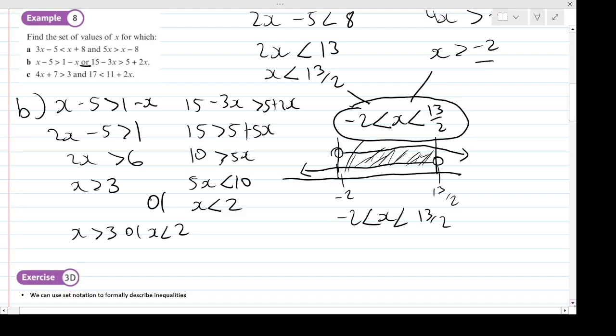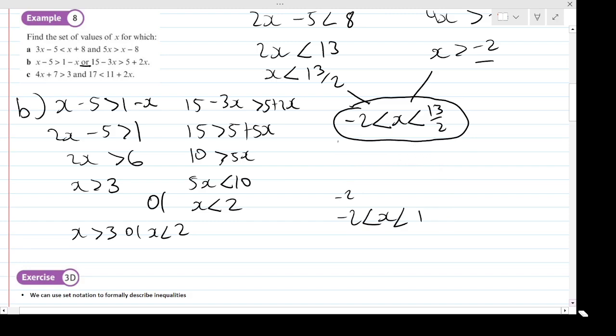Okay, part C, I'm going to need to make room here. I'll do it here. Let me get rid of this number line. Part C. We have 4x plus 7 greater than 3, first of all. So 4x would be, well, take away 7. 3 take away 7 is minus 4. Then x would be greater than minus 1.